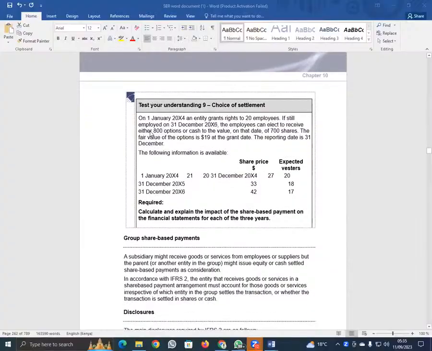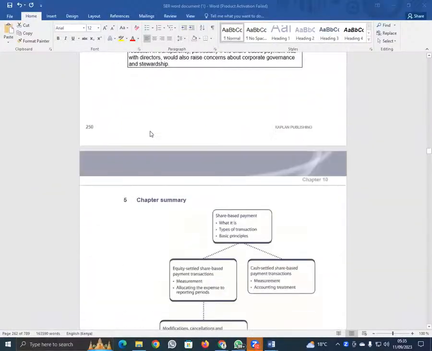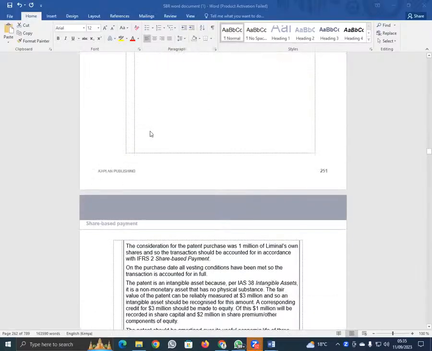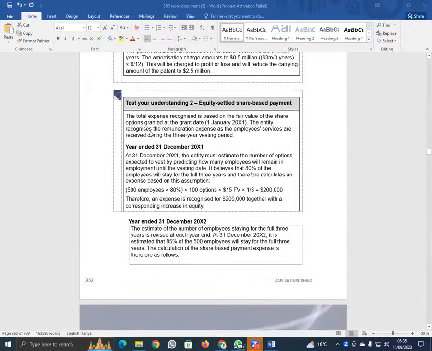Very, very important. So test your understanding with the answer at the back here. At the back you'll be able to see this answer. At the end of year one, they're basically recognizing 200,000 as the expense, together with a corresponding increase in equity.